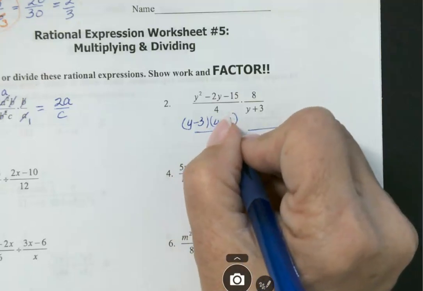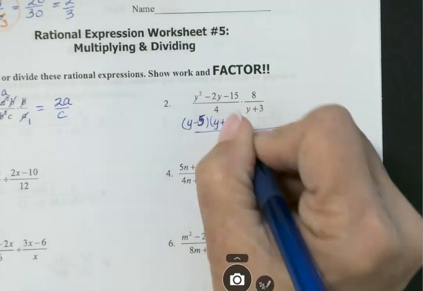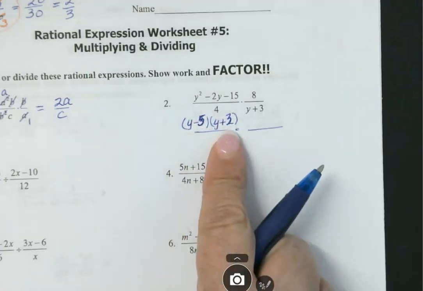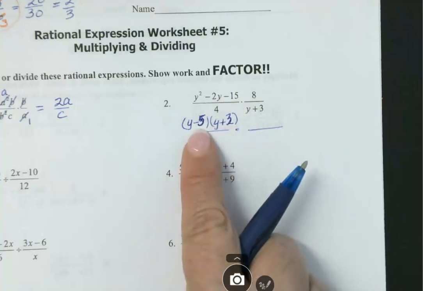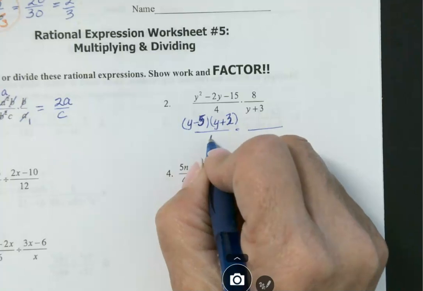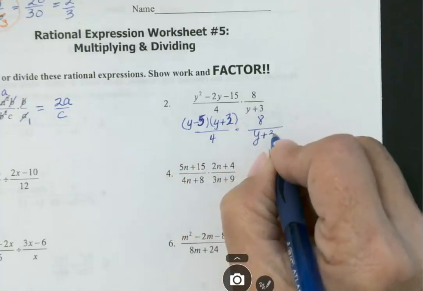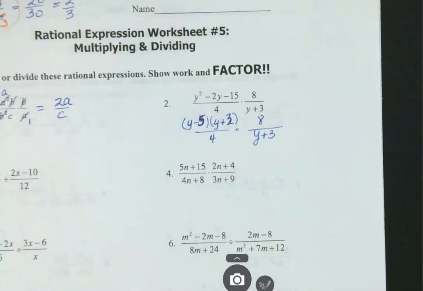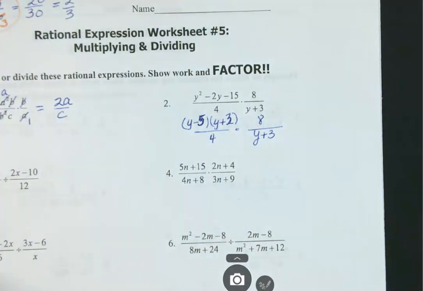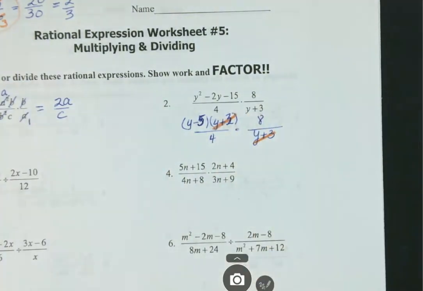How about y minus 5, my bad, and y plus 3, how about that? So negative 5 and 3 is a negative 15, and when I add, I get a negative 2. There we go. Sorry about that. And then 8 and y plus 3. So now when I go to cancel, these two here, the y plus 3s, that's kind of like the 5s up there. Okay? They're exactly the same thing, so I know I can cancel them out.